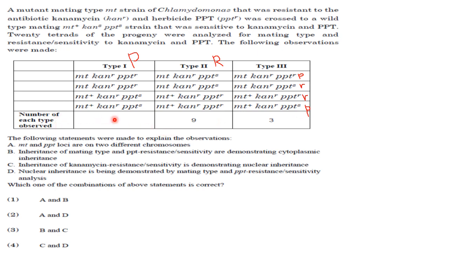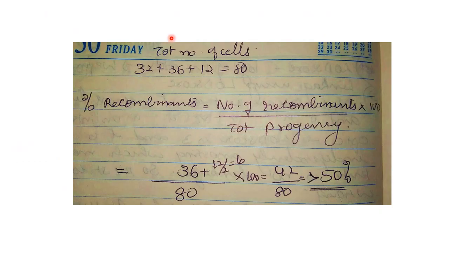Now the number of each type observed. There are 8 here, there are 4 tetrads, so 8 into 4 will be 32, 9 here, 9 into 4 will be 36, 3 into 4 will be 12. So the total number of cells will be 32 plus 36 plus 12, that is 80. And percentage of recombinants is number of recombinants by total progeny into 100. Recombinants, I told you, in type 2 all are recombinants. So 36 plus, and in type 3, only 2 are recombinants.